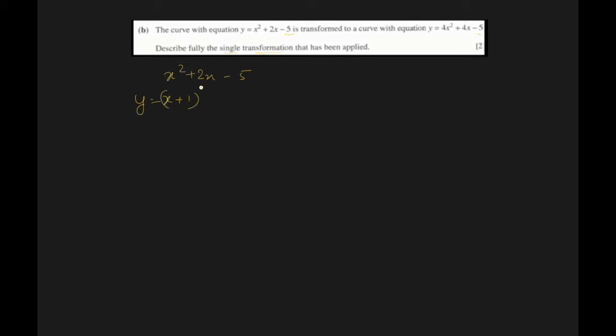So we have to see if we can convert them. Okay. So -5 is here and -5 is here. So let's not touch -5 and -5. So x square plus 2x minus 5. We already had a transformation for this: y equal to (x plus 1) square minus 6.